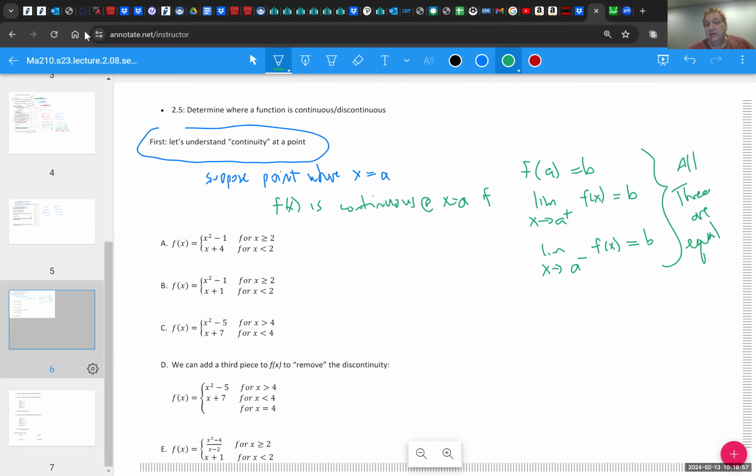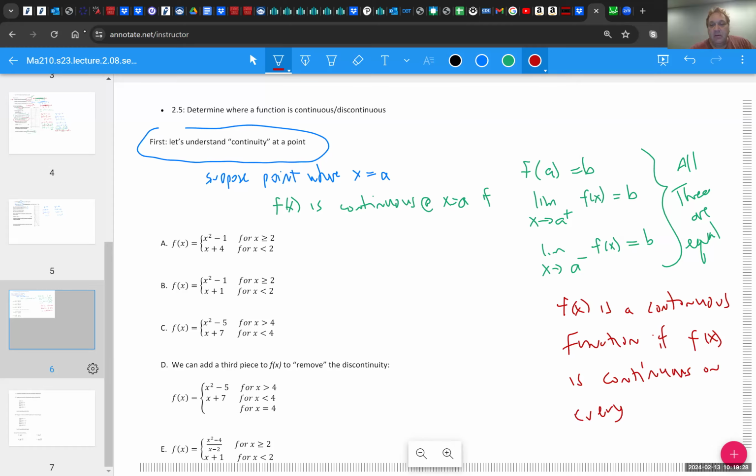In order for the function to be continuous as a function, so f of x is a continuous function, now we're no longer talking about continuous at a point. We're talking about a continuous function. So a continuous function, if f of x is continuous on every single point we can possibly imagine of its domain, right? You can't go outside its domain. If it's not defined to be something, you can't call that not continuous.